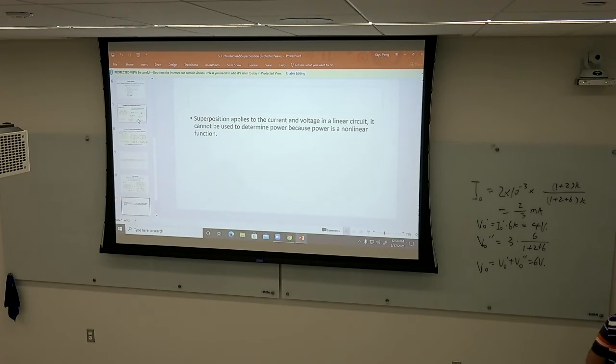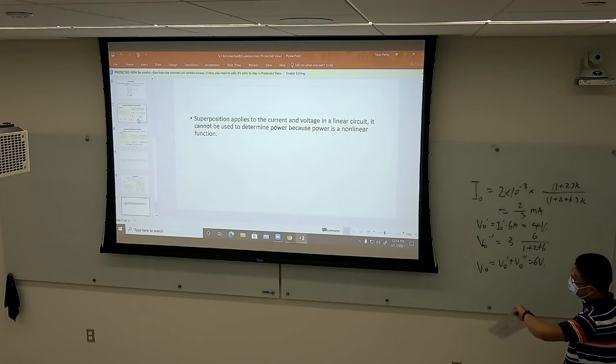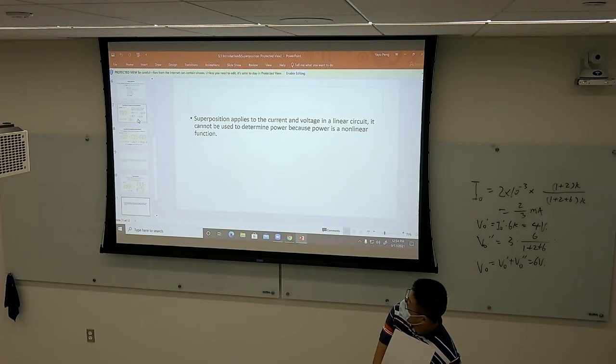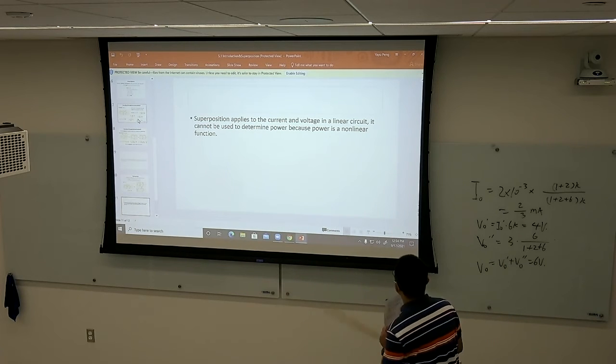So the superposition applies to the current and the voltage in a linear circuit. It cannot be used to determine the power because power is not a linear function.